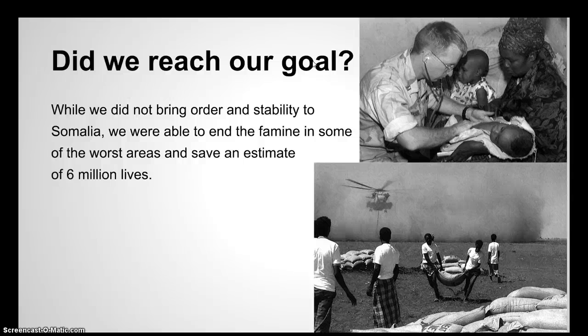Today, Somalia is still a war-torn country. It's divided into multiple areas, and it's bad, and there's still a famine going on there today.